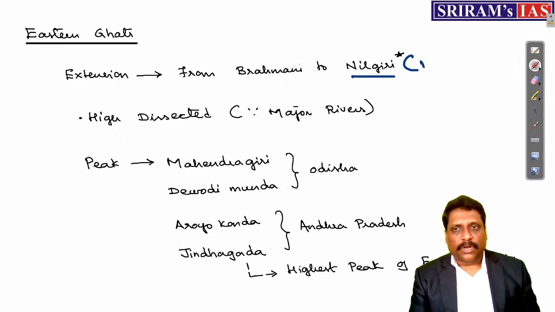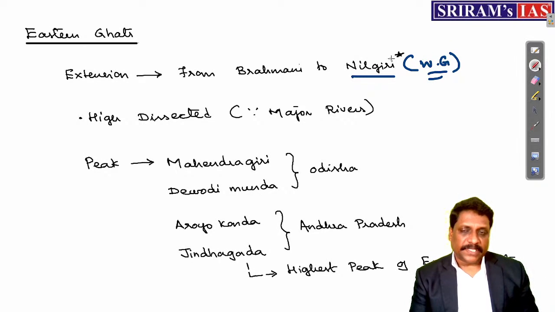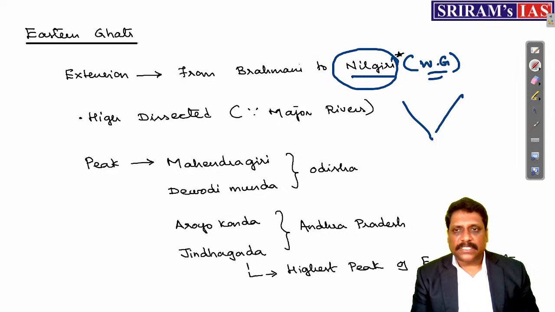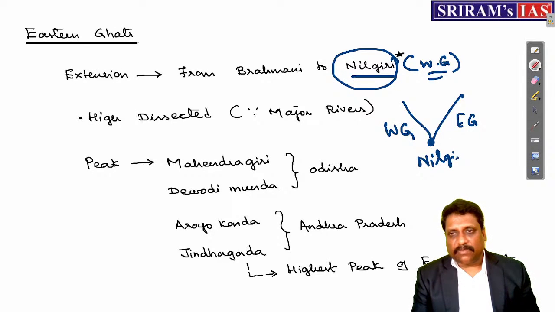But one thing is there, my friends. This Nilgiri itself, already we said it is part and parcel of what? Western Ghats. It means Nilgiri is the place where Eastern Ghats and Western Ghats meet each other. But somewhere I know that this Nilgiri mountain itself is part of what? Western Ghats. Okay, right.